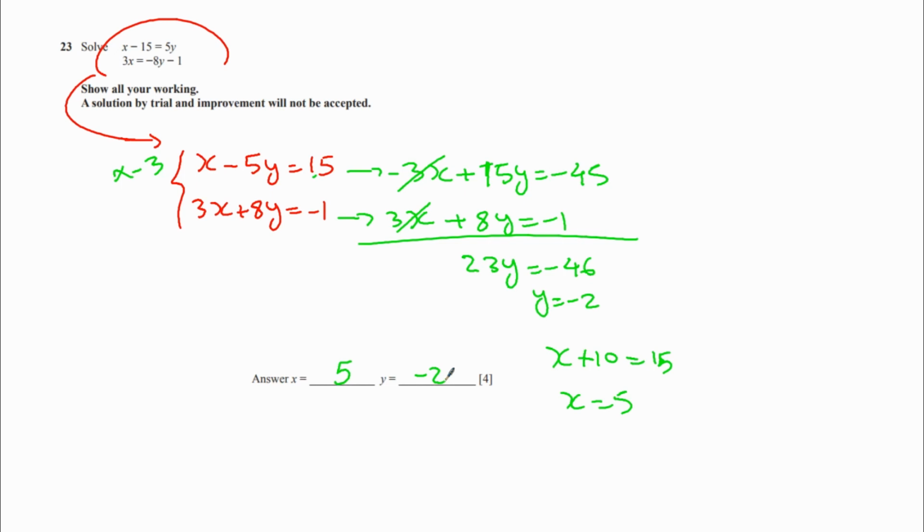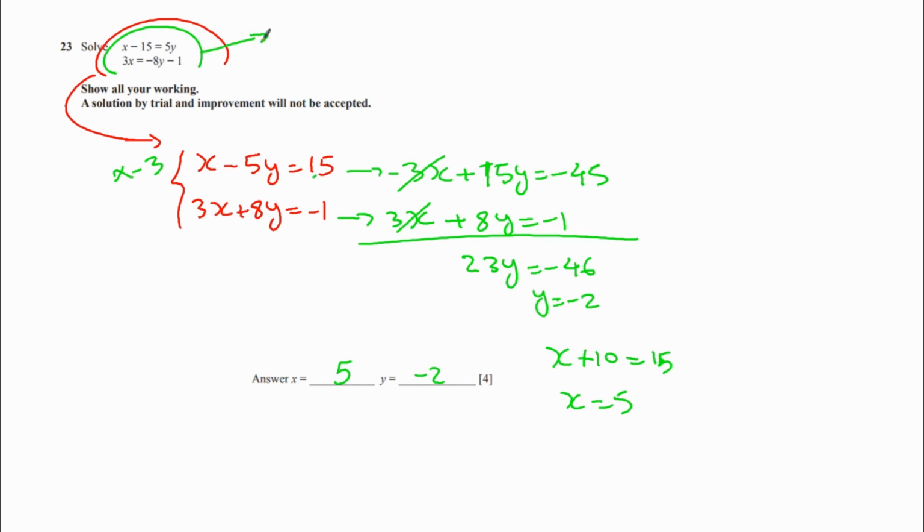The other way to do this, which is the second method, and maybe that is the intention by writing in this format, is that we can use substitution. If we look at here, we have x minus 15 equals 5y. And then we have 3x equals minus 8y minus 1.